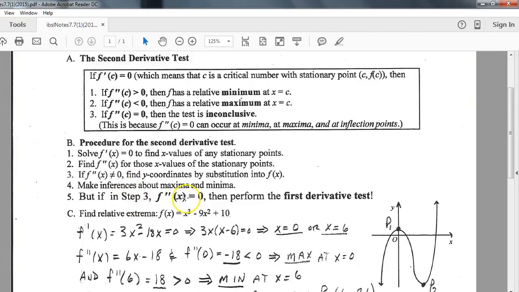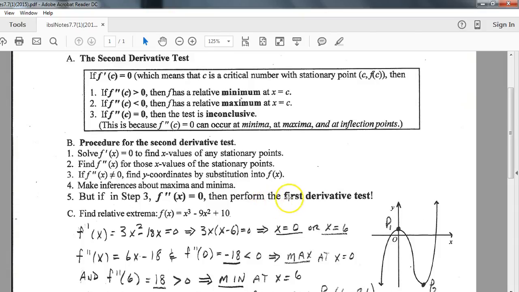And this is your ending statement here that I was just referring to. If you get an inconclusive result, then you fall back on the first derivative test, because really the first derivative test always works. So that's the sure way of going.